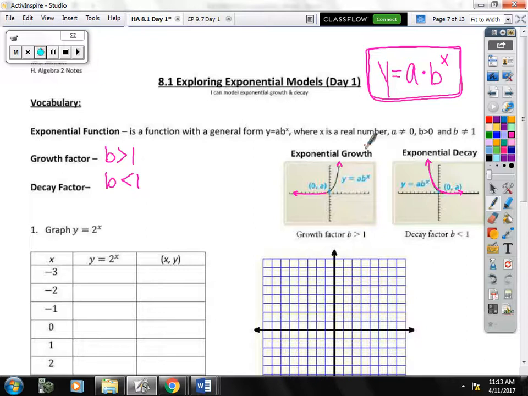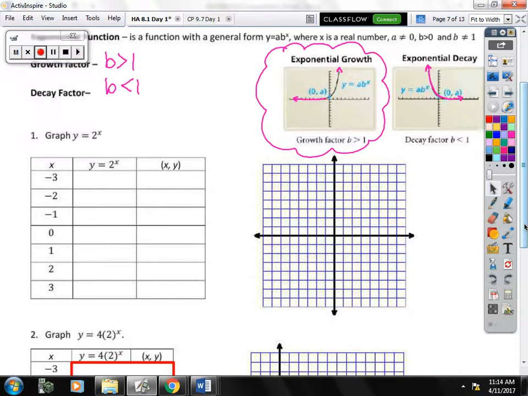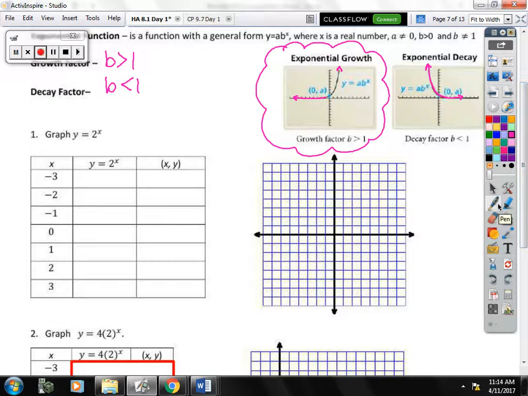Today we're just going to focus on the exponential growth. We're going to graph them by hand. Obviously our graphing calculator could just do it for us, but we want to practice by hand. We're also going to practice writing equations from word problems in this form, and we'll also write equations from this using 2 points. So example 1 wants us to graph the exponential equation y equals 2 to the x power.